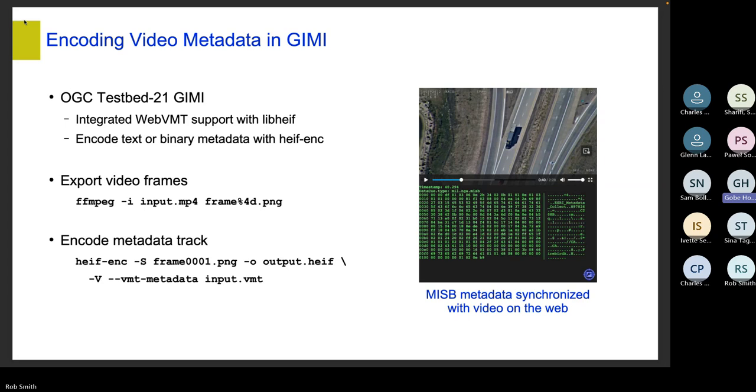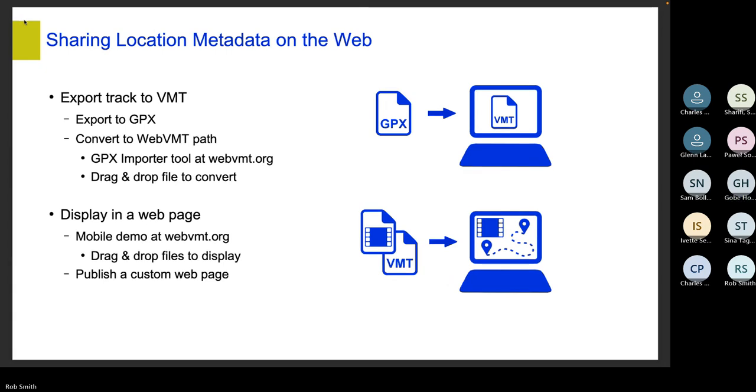So let's explore some common use cases. Tracking a camera location and accessing binary metadata. So a common use case is to have a camera that's on the move, a dash cam or a body camera, and we want to track its location for the duration of the video. And as I've already mentioned, EXIF tool can export the location data embedded in a video file to a GPX file. We're then able to convert the GPX file to a VMT file at the webvmt.org website.